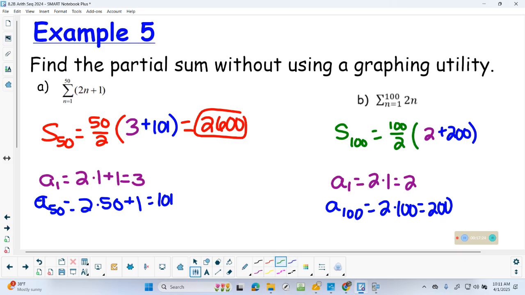What's your final sum answer? Can we maybe read that? 10,100. Good work. And of course, I don't need all of this little computation to get the first and last term. You can just mental math that. So that's what it means when it says without a graphing calculator. You're not just hitting math 0 and punching it in.